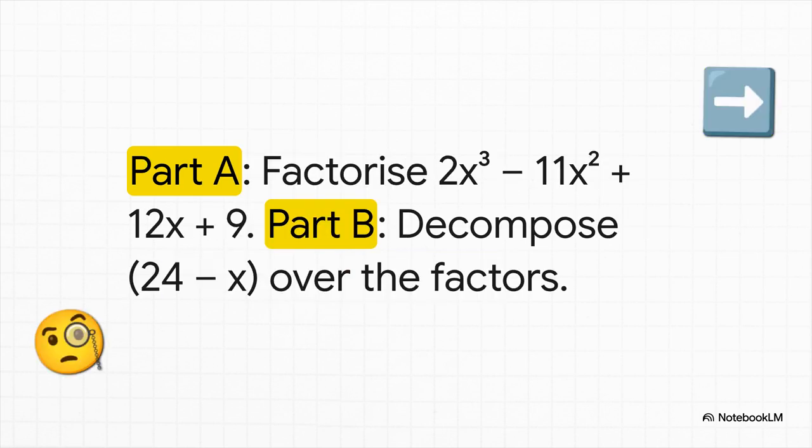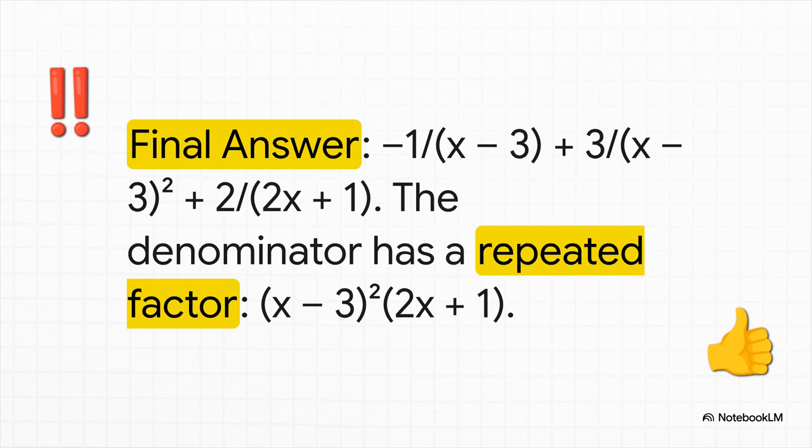Now, question 7 looks like it's the same deal, but there's a little trap here. You start factorizing the cubic, you find that x equals 3 is a root, great. But then, when you divide out that x minus 3 factor, the quadratic you're left with can also be factored by x minus 3. So what does that mean? It means our denominator is actually (x minus 3) squared, (2x plus 1).